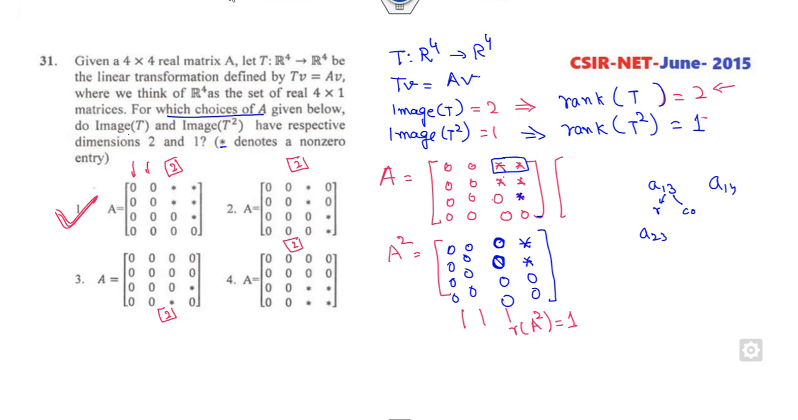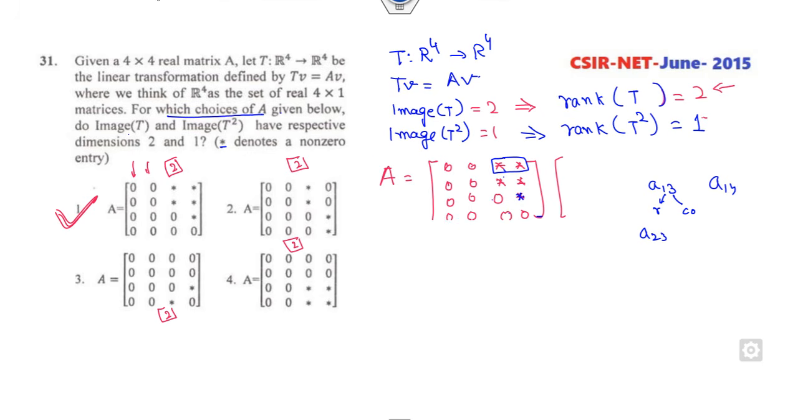Now look at the second option. Here this value is non-zero. Fine. So how can you multiply them? Because there is only one correct option we could easily get the answer, but we will see the rest of the options also. So first column, this value, the third and fourth entries will be 0.